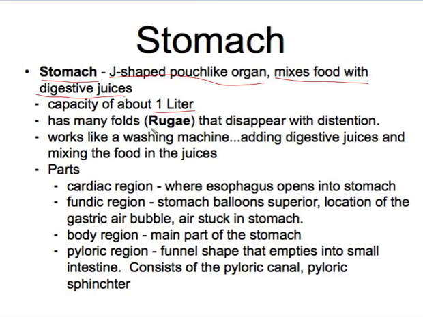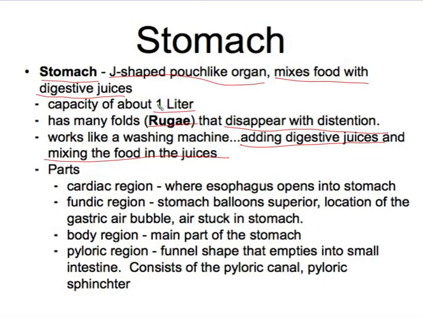It has a ton of folds. These things are called rugae, these folds, that as your stomach expands, these rugae disappear. That's what distension means, to expand. And your stomach works kind of like a washing machine. It adds in the juices, think of that like soap. And then it mixes the food and juices together like your soap gets mixed with your clothes. The digestive juices mix with the food and bounce it around. Okay, that is your stomach.